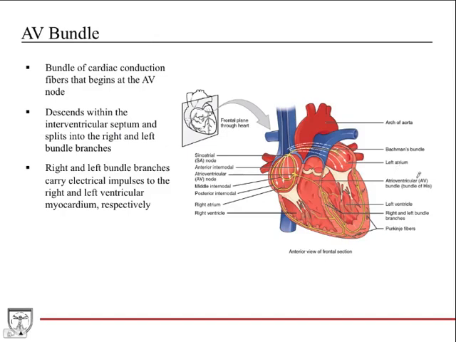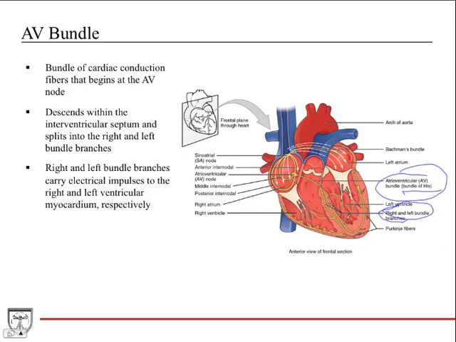Then you have the AV bundle, which is shown here, the atrioventricular bundle. It's also called the bundle of His. You may hear it referred to as that. This is a bundle that extends out from the AV node, and it travels in the interventricular septum here. It splits into the right and left bundle branches, and you can see that labeled here. So here's the right bundle branch, the left bundle branch, and you can see it wraps around here. What it essentially does is take these electrical impulses that have converged on the AV node and carry them all throughout the walls of the ventricle.